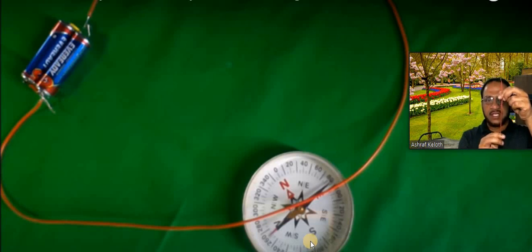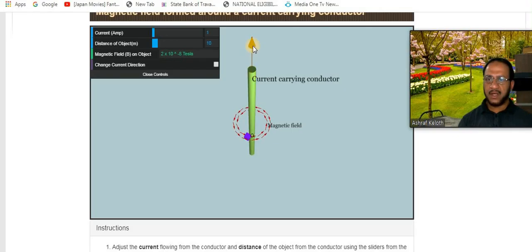surrounding this conductor. So in this experiment, Oersted proved that there is a strong relation between electricity and magnetism. This green one is a conductor, a copper wire, okay? The arrow is the direction of current. When current flows through this wire, you can see it forming concentric circles. These are the magnetic field lines created because of the flow of current. Whenever a current flows, it will produce a magnetic field in its surroundings.